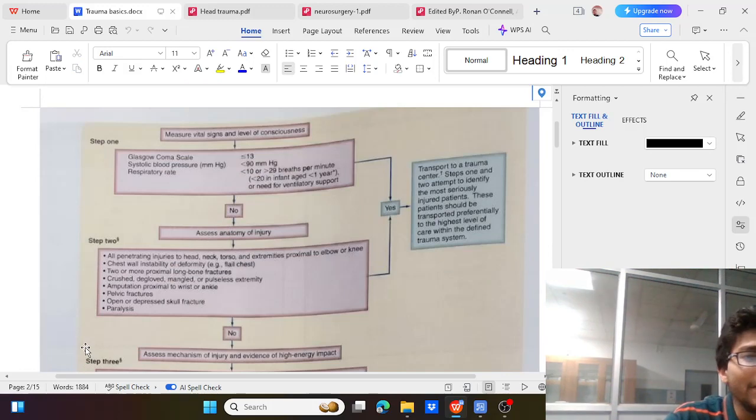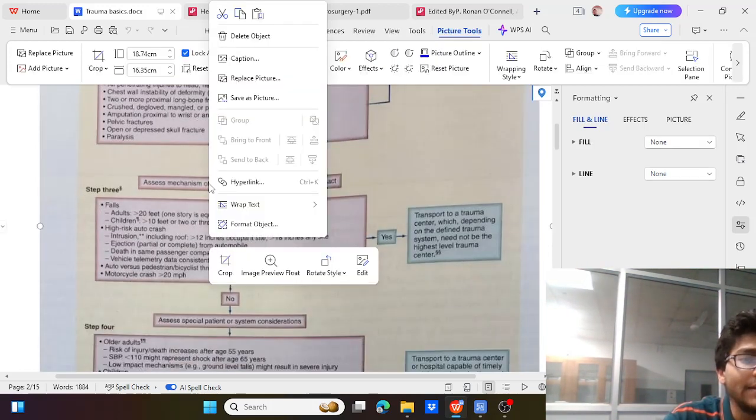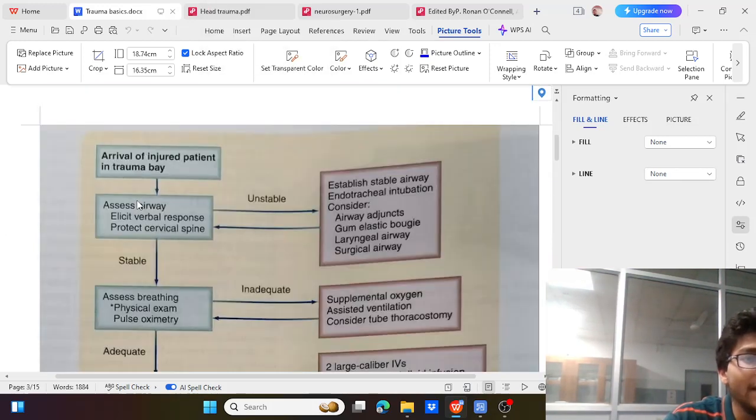So once we have our patient in the trauma center, we'll again go through the vitals. Before that, again the hemorrhage part, then we'll go for the ABC, that is airway, breathing, circulation. So we'll again assess the airway, we'll check for the verbal response and GCS, protect the cervical spine if it is not protected already. If there is any risk in that, we'll consider securing the airway.